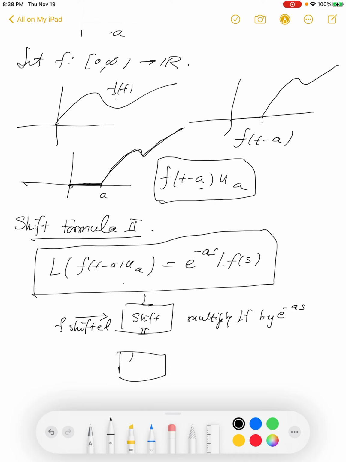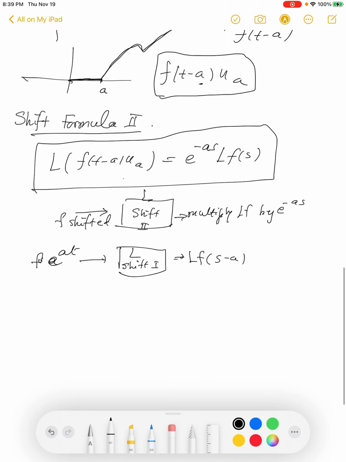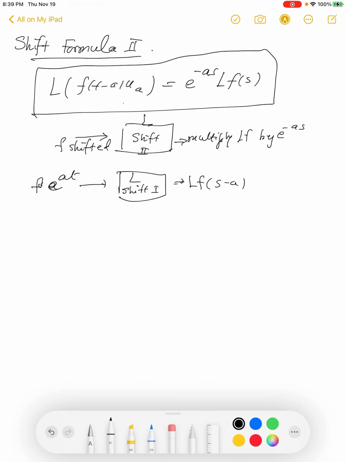And shift formula 1 says that if you multiply f before passing through the box by e to the at, then what comes out is the shift of f by the amount a. So these are sort of opposites of each other. And now I will give you a proof of this first, and then we will see how to use this.